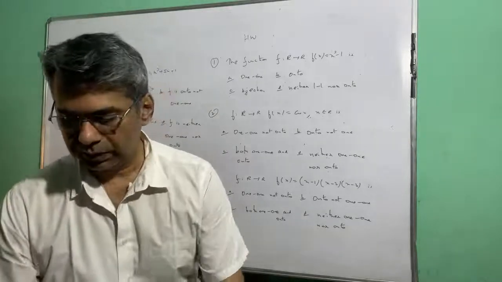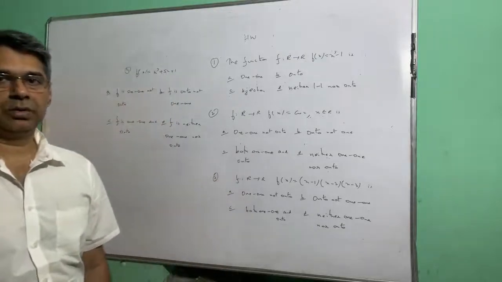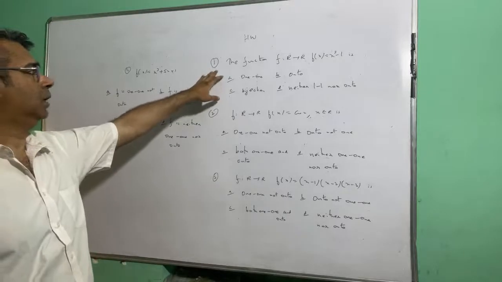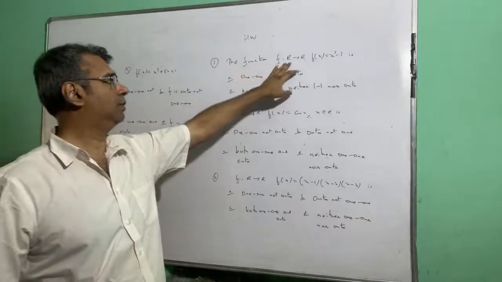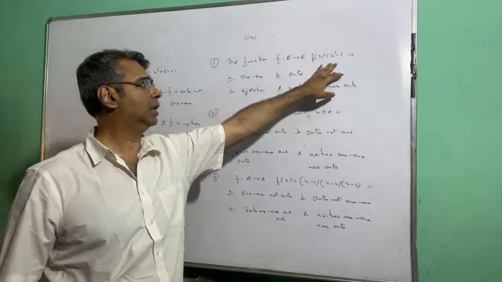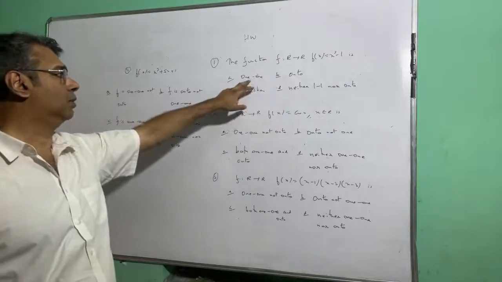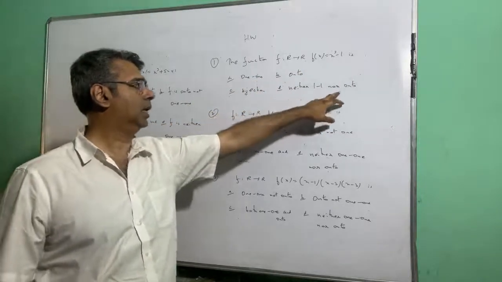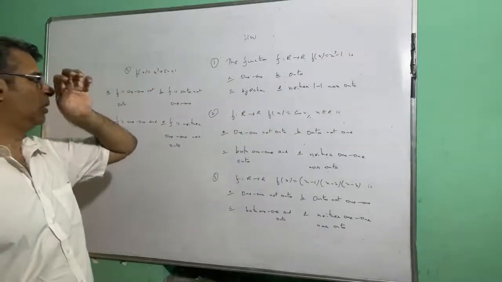Okay, all of you, these are the homework questions which you have to submit by 9 pm tomorrow, that is 9 pm Thursday. The first question is the function f which maps R to R, f(x) is x cube minus 1. Is it 1 to 1, onto, bijection, or neither 1 to 1 nor onto?